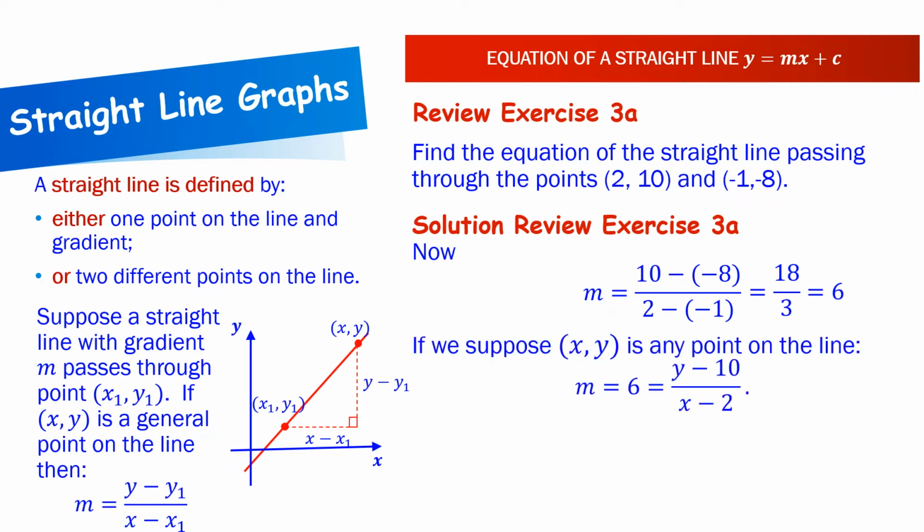If we suppose (x, y) is any point on the line, then m equals 6 equals (y minus 10) over (x minus 2), and therefore multiplying out gives the equation shown. Finally, tidying up gives y equals 6 times (x minus 2).